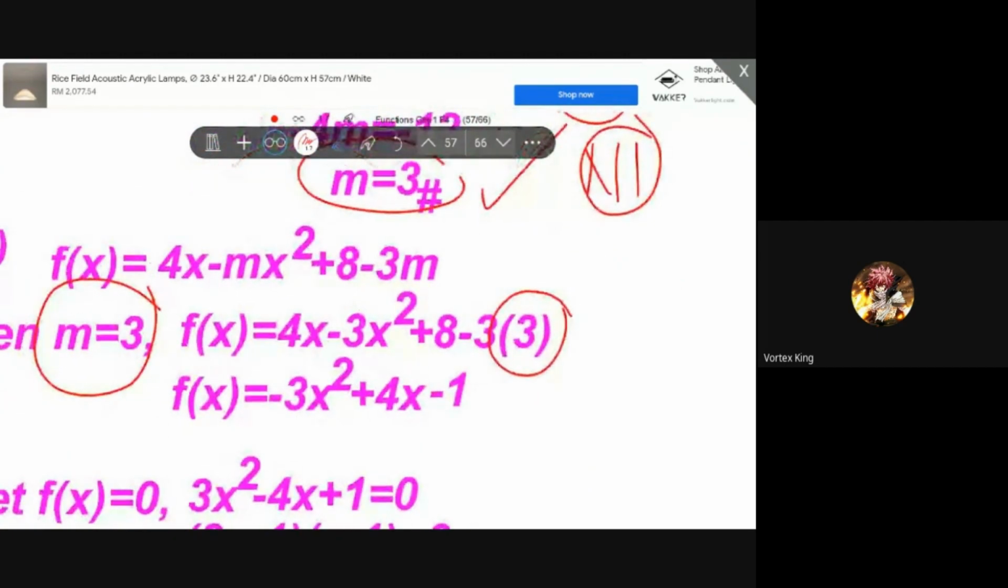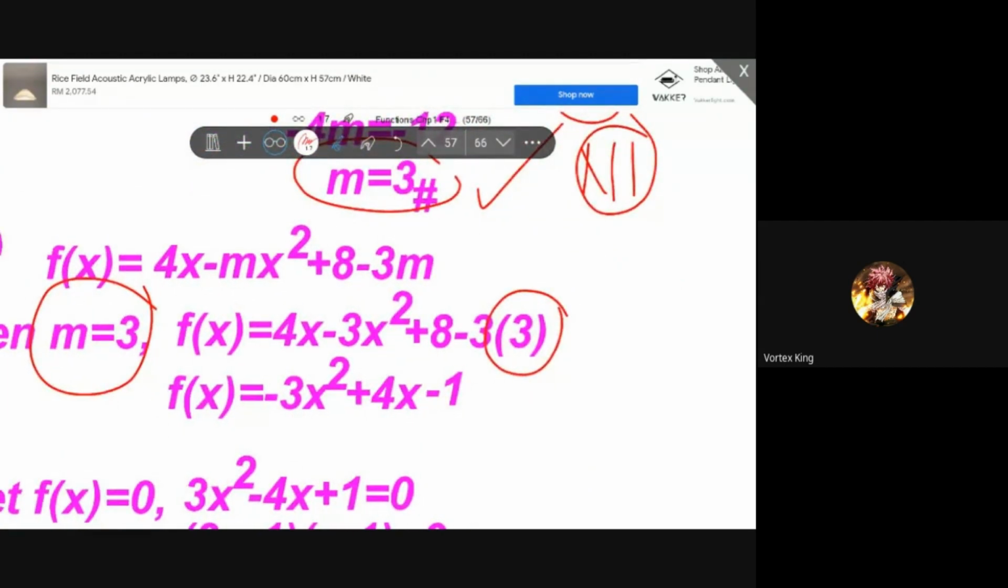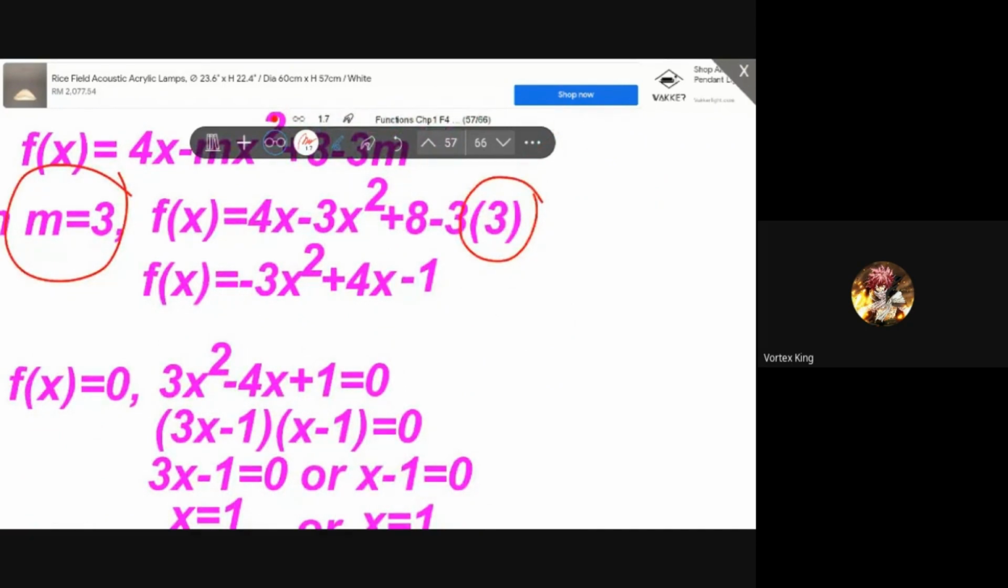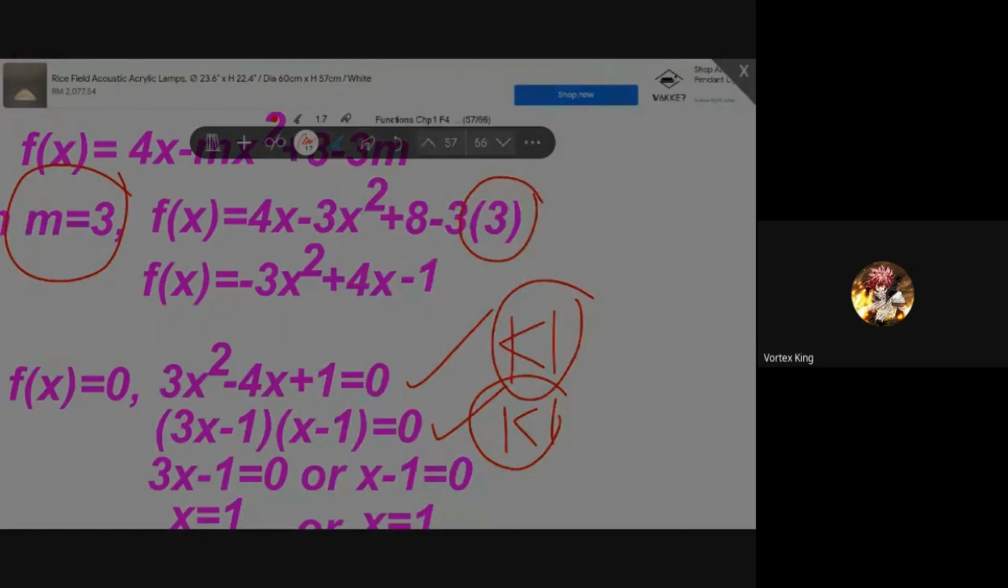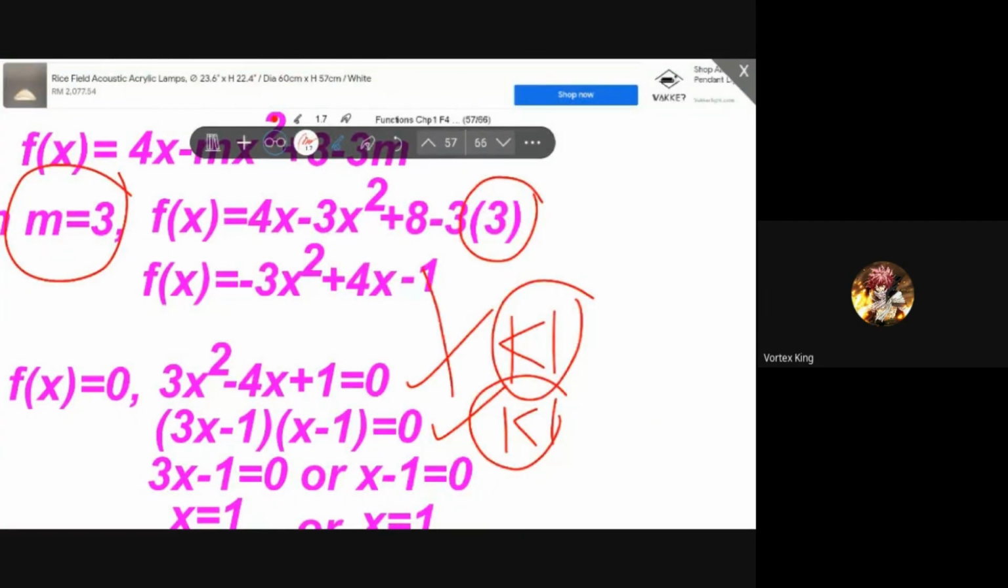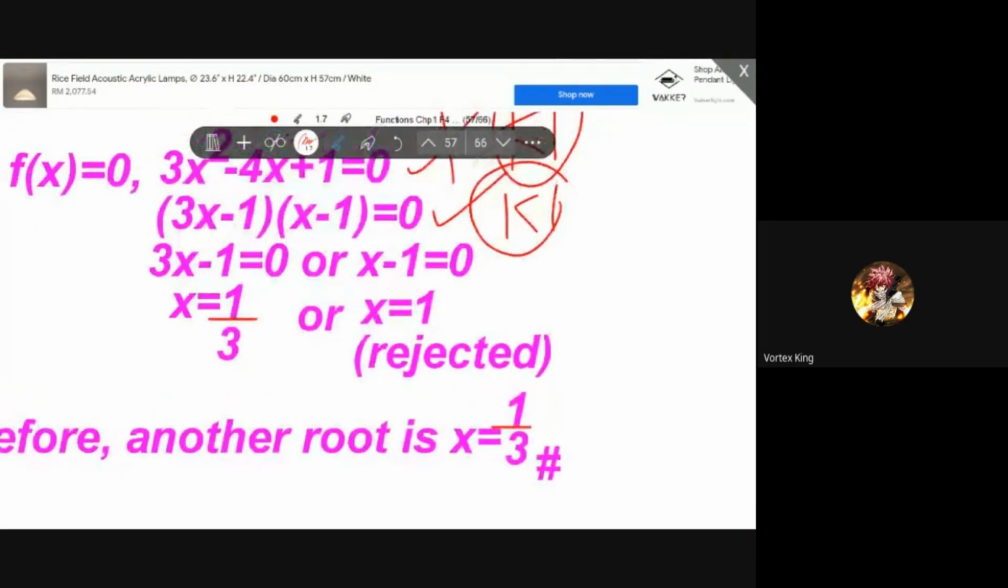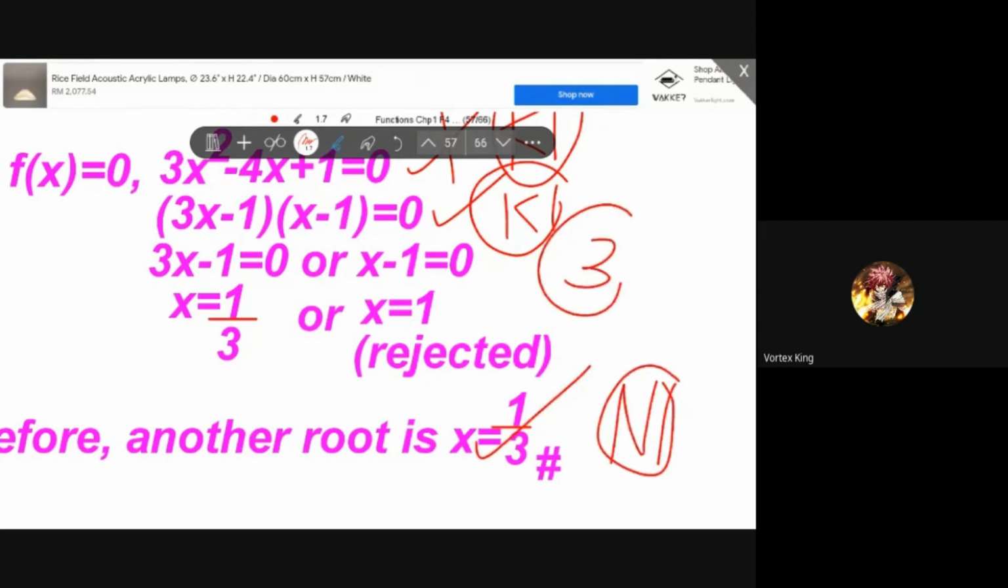Okay, so next. So for B pula, for soalan B, when you can show this one over here, this factorization, you get one mark. And when you can show this one, you also get one mark. And one more mark comes from your final answer. So make sure you tulis X sama dengan 1 ditolak tau. You must write it's rejected. So this one also one more mark. So 3 marks over here for you. Okay, so this is how we solve it.